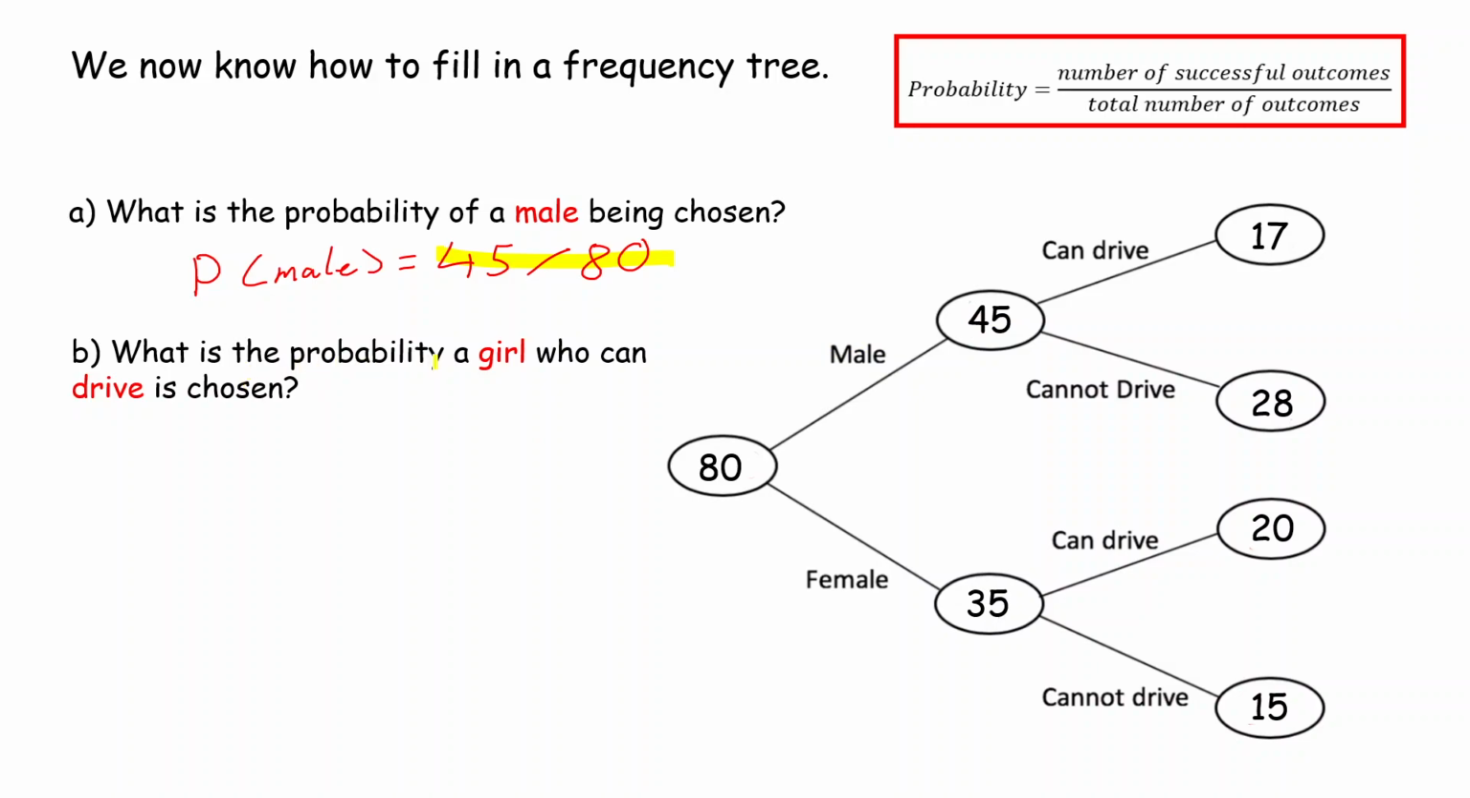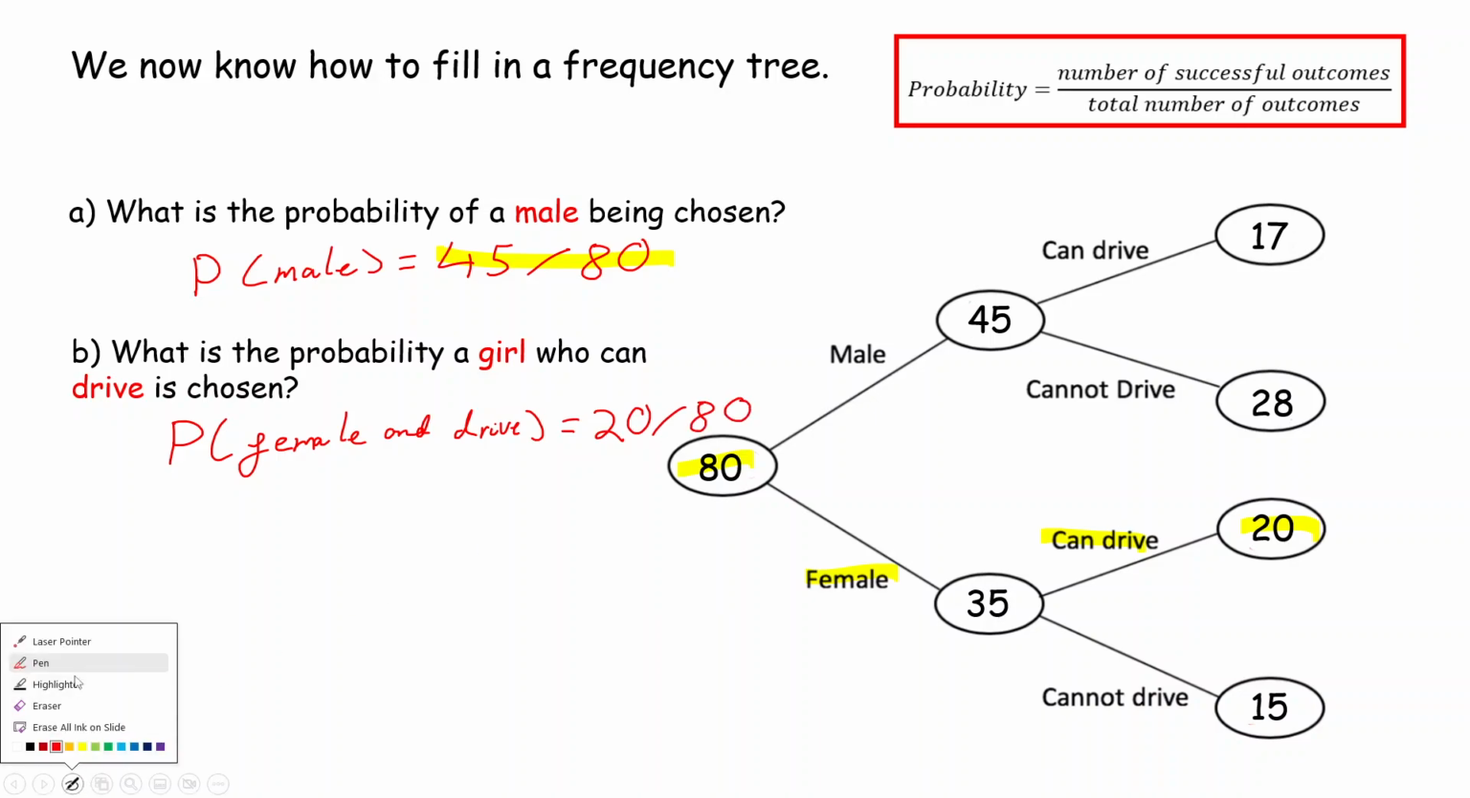Part B is asking what is the probability of a girl who can drive being chosen. So you're looking at, first of all, a female down here. Girl and female, of course, are the same thing, who can drive. So female who can drive, which is this one. So we're looking at 20 people out of your total of 80. So we can say that the probability of a female who can drive being chosen is equal to 20 out of your total of 80, which is the same thing as a quarter, but I'm going to just leave it as that because that's absolutely fine.